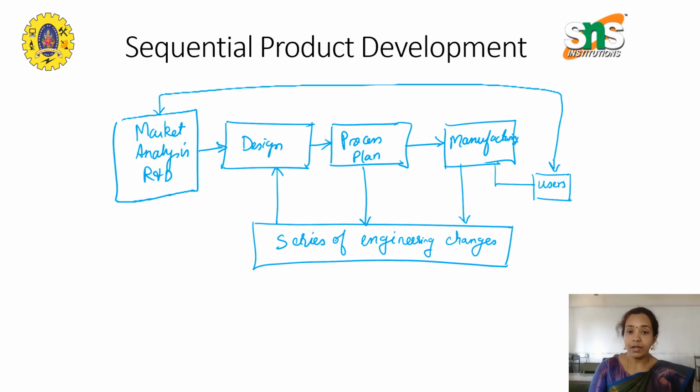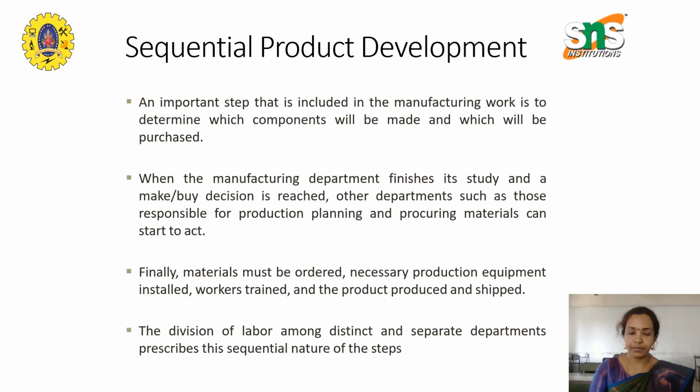From process planning and the manufacturing department, a series of engineering changes will come. Based on the engineering changes and the challenges, we modify the design, and it is like a closed loop system where we again modify the design plan, we manufacture, and finally we give it to the users. So users, we approach them through market analysis and R&D.